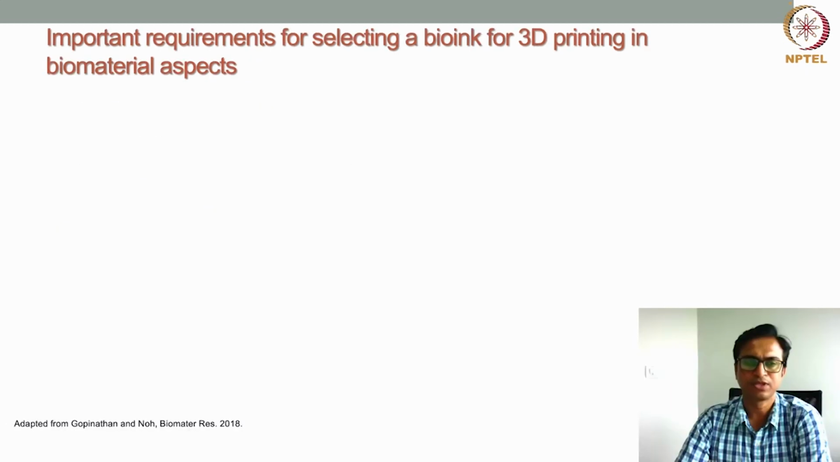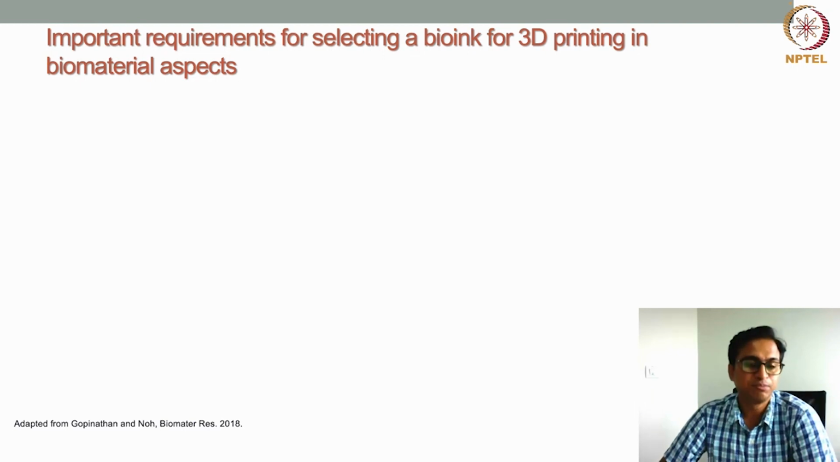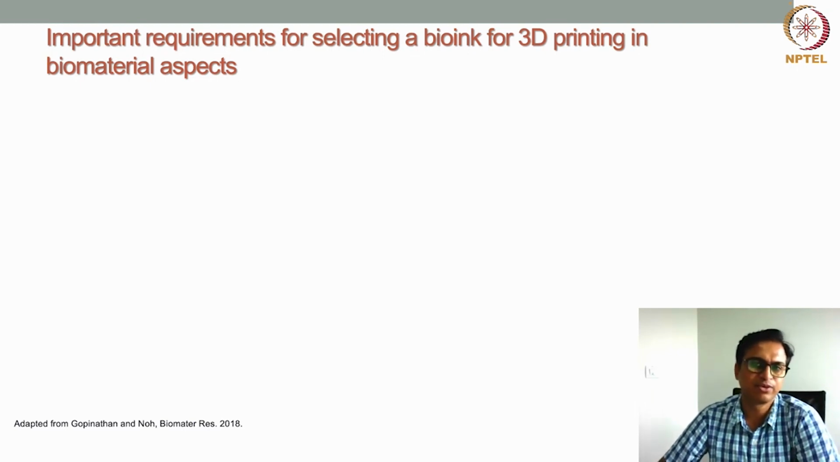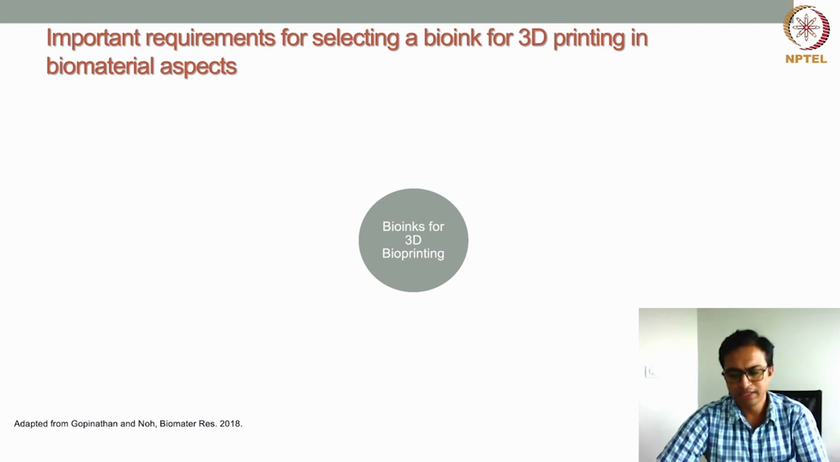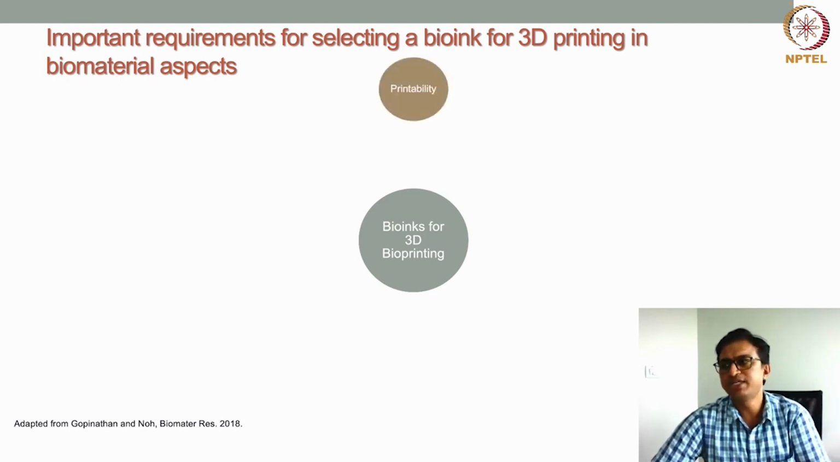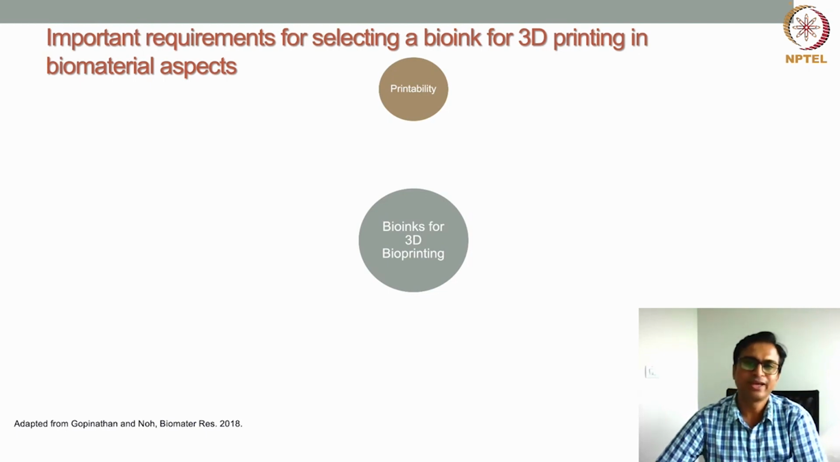Thank you very much. So after going through these ideal material properties for developing bioinks for biofabrication, let us understand the important requirements for selecting a bioink for 3D printing, in terms of the biomaterials. The very first thing that we have discussed for developing any bioink for 3D bioprinting is the printability of the bioink, right? The printability of the bioink, as we have already discussed, the material should be able to be used for bioprinting.